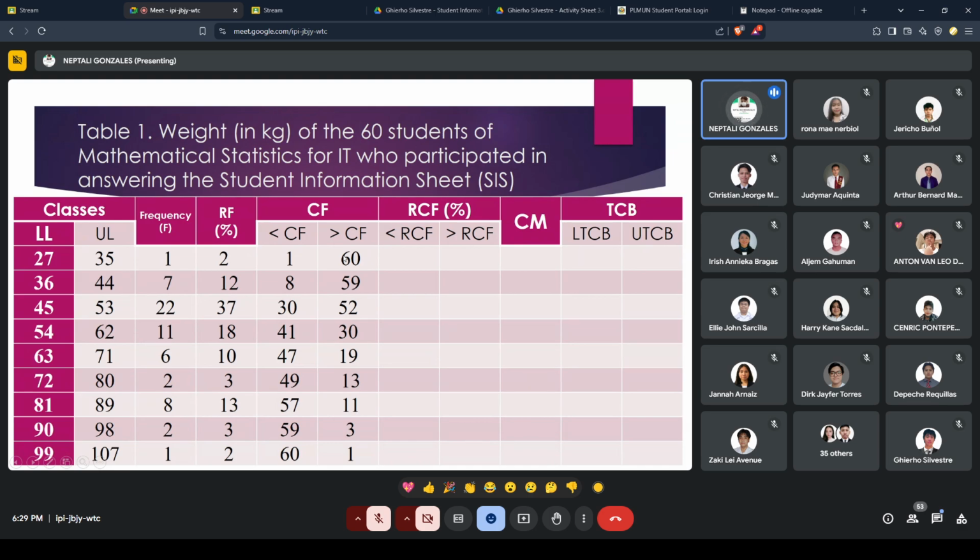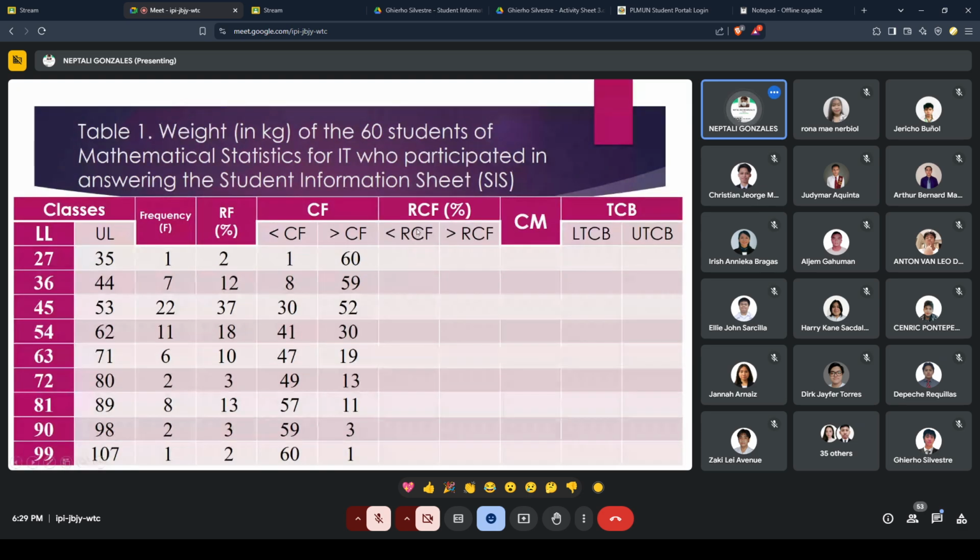You will have the same answer even if you start at the topmost. But as a suggestion, you start at the bottommost because it's very easy to add than to subtract. Subtraction, more prone to errors. So you start with the bottom. Just a suggestion, but it's up to you on how you are going to indicate the values of the less than cumulative frequency and the greater than cumulative frequency.